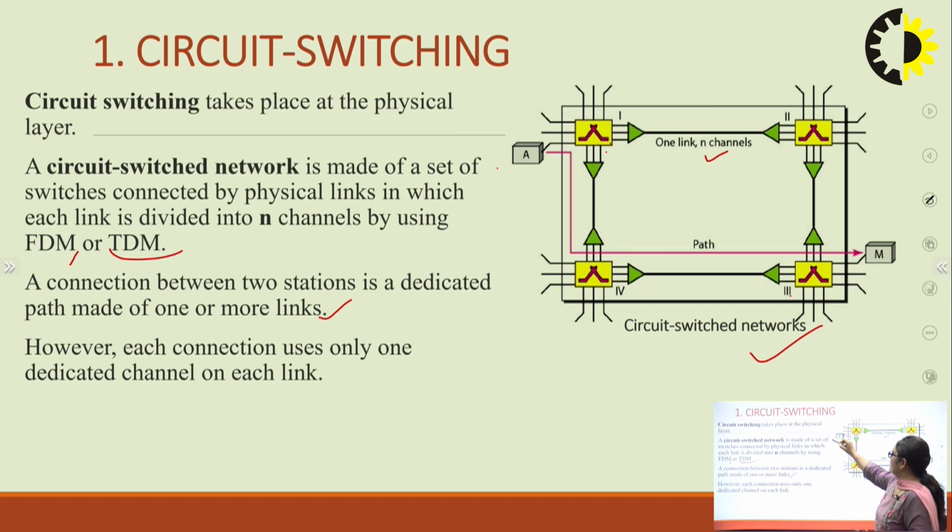For example, if device A has to communicate with device M, then first a dedicated path or dedicated channels are reserved or allocated for these two devices. It means if A has to send some data to M, and M has to communicate with A, then all the data will be transferred through that particular channel only, and that combination of channels is known as a path. So in a circuit switch network, a dedicated path is created between a sender and a receiver, and all the communication will be done through that particular path.